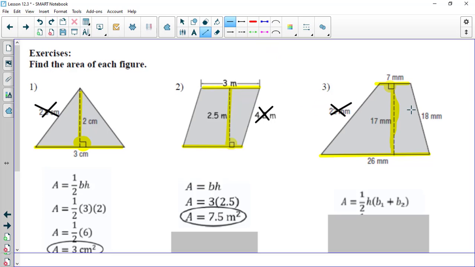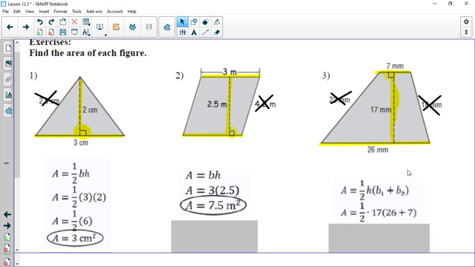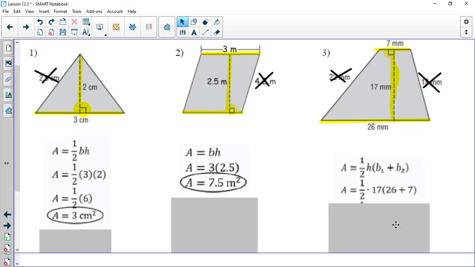Those are my non-parallel sides. If I said find the perimeter of this trapezoid, you would need those, but I don't need it for the purposes of area. So let's plug in the numbers. That's half times 17, and then in parentheses, 26 plus 7. It doesn't matter if you have 7 plus 26, but 26 and 7 need to be added inside the parentheses.